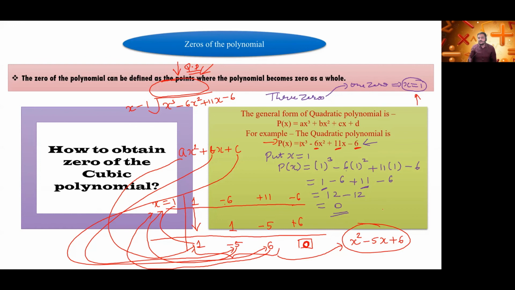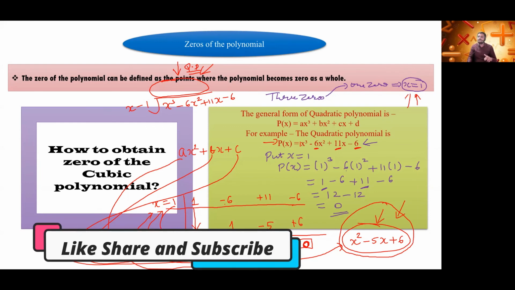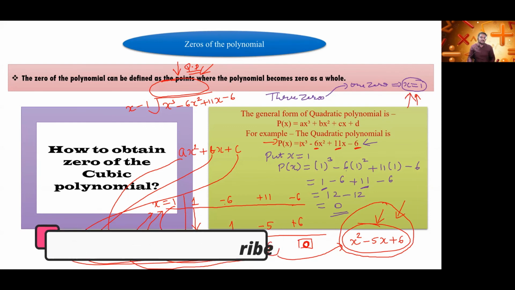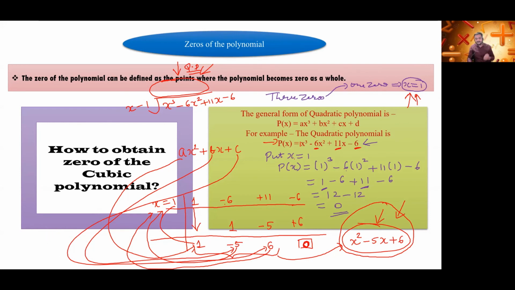So now we know how to find the zeros of this quadratic polynomial. What you have to do is equate this quadratic polynomial with zero and split the middle term. You will get 2 zeros from here. And we already found one zero at the starting, that is x is equal to 1. In this way we will get 3 zeros of the cubic polynomial.